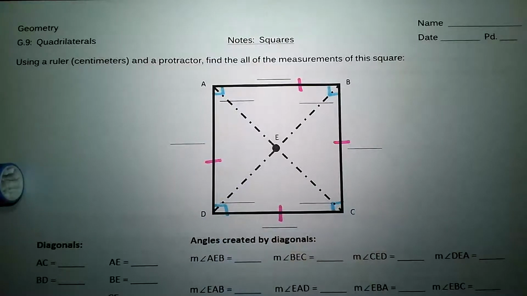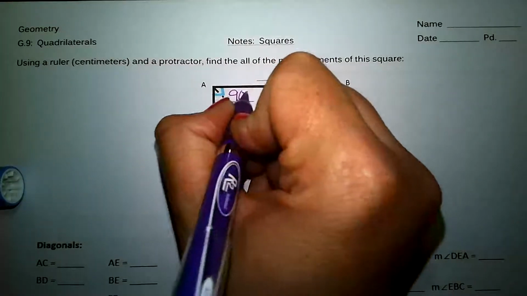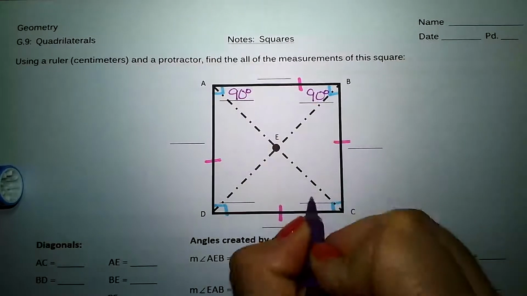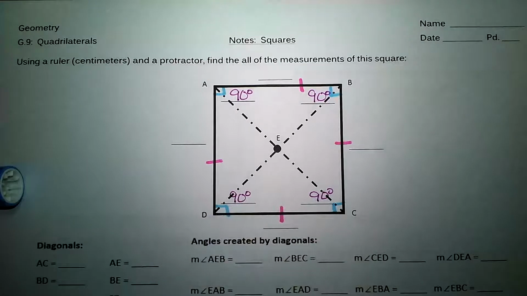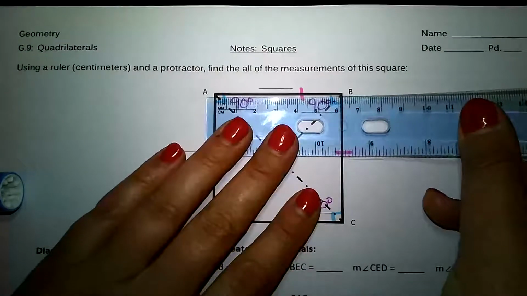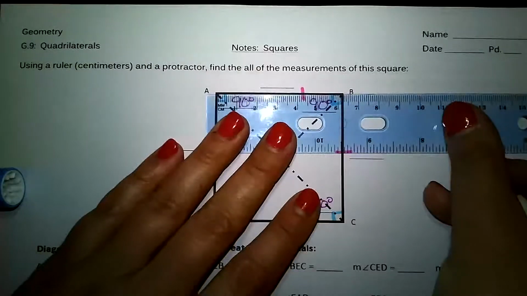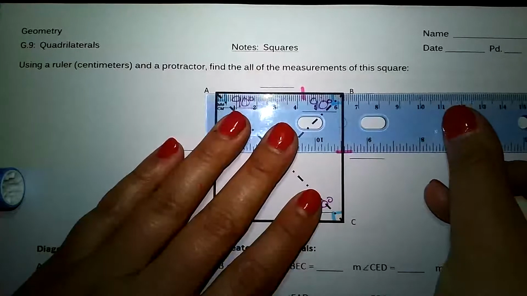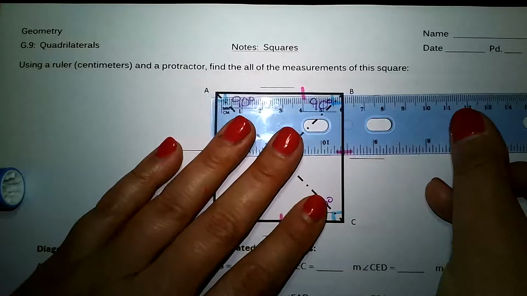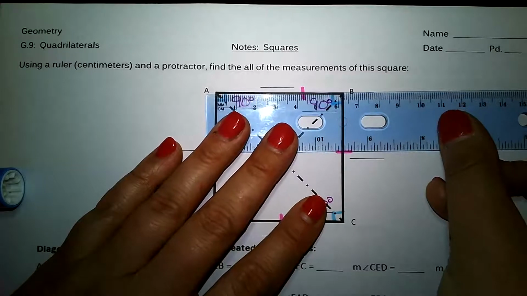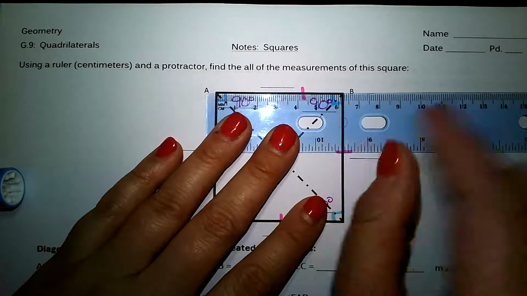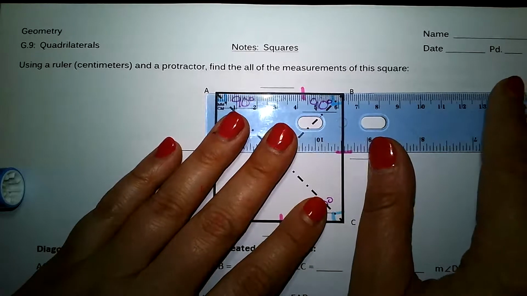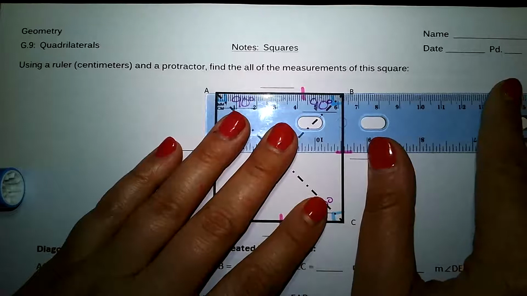If you know that a square has 4 right angles, you know each of these angle measures is 90 degrees. If you know that a square has 4 equal sides, then all you need to do is take your ruler and measure one of the sides, and then you'll know how long all 4 are. Depending on where I move my ruler to, it's right smack dab in the middle between 6.1 and 6.2. So I think I'll go with 6.2.